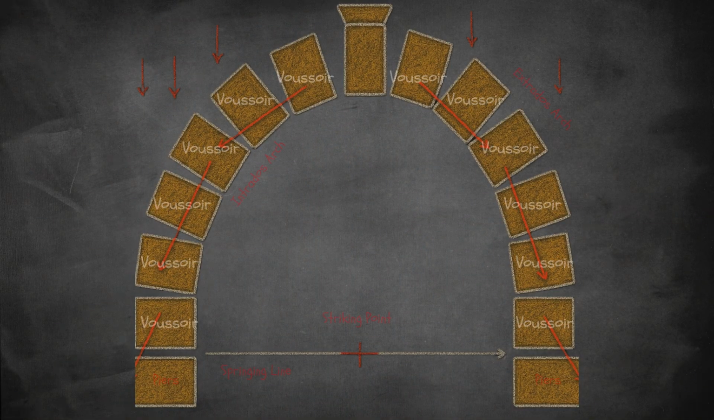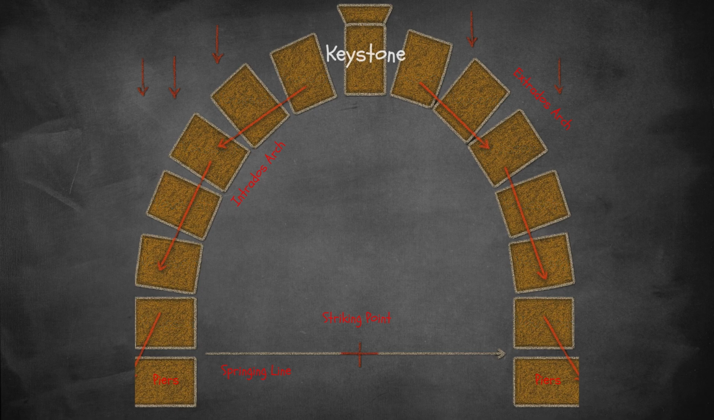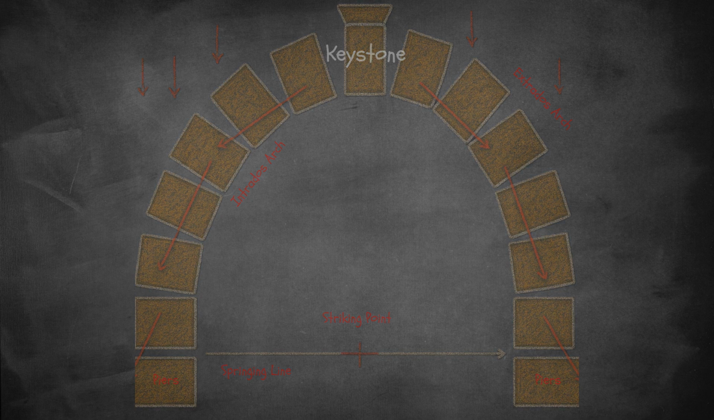In an arch, each block, called a voussoir, presses on its neighbor. The central stone, the keystone, locks them together. The shape channels weight sideways into the ground through abutments. That's why an arch bridge stands even without mortar.